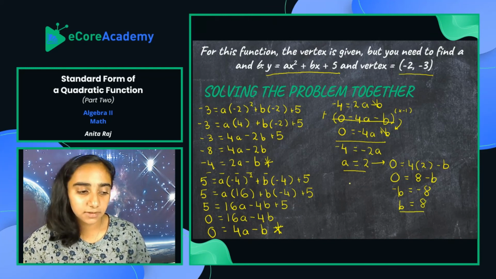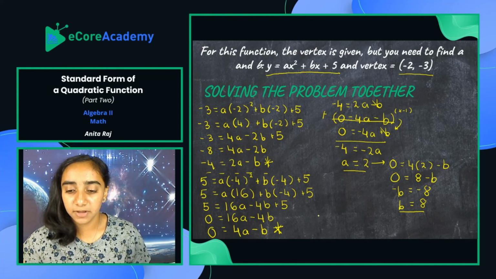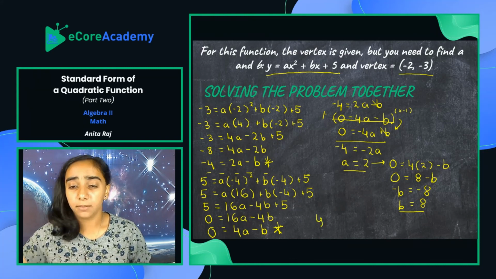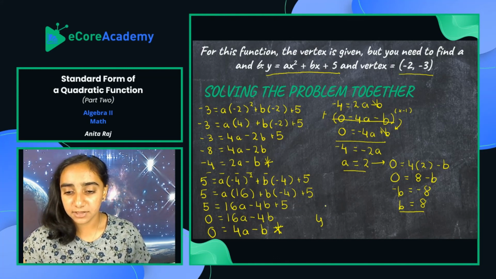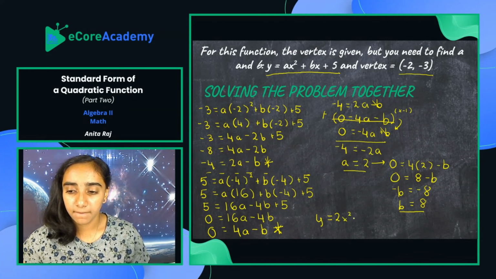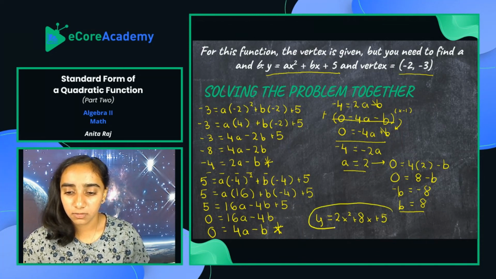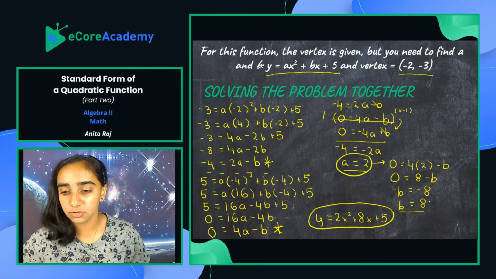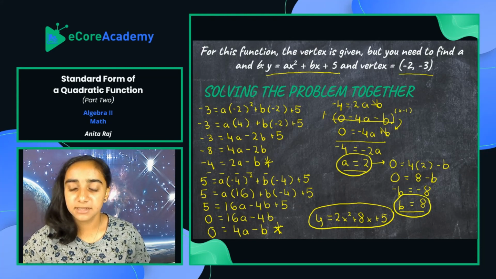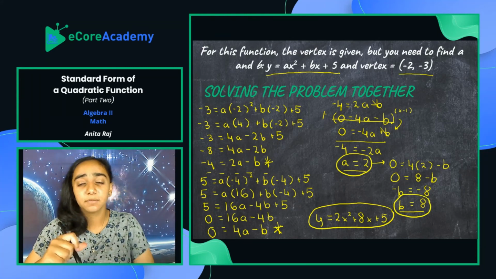So we have these two answers. If we put it all together and we write the whole quadratic equation in standard form, we write it as y equals the value of a is 2x squared, plus the value of b is 8x plus 5. So this right here is our answer. Again, also circle your a and your b values because that's also part of the answer. And that is how you solve that using elimination method.